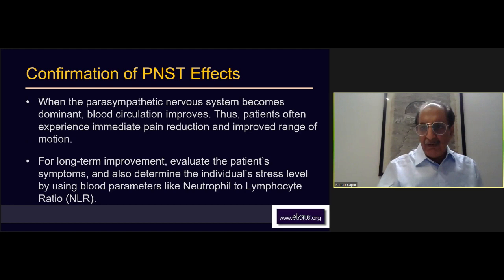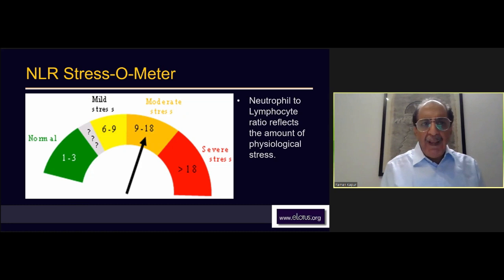What is NLR stressometer? NLR stressometer means the neutrophil to lymphocyte ratio. So if you do a CBC, you will be able to see in an individual what the normal ratio of the neutrophils to lymphocytes is. A normal ratio of neutrophils to lymphocytes in a healthy person would be 1:3. Once that ratio starts increasing and reaches 6:9, it indicates mild stress.